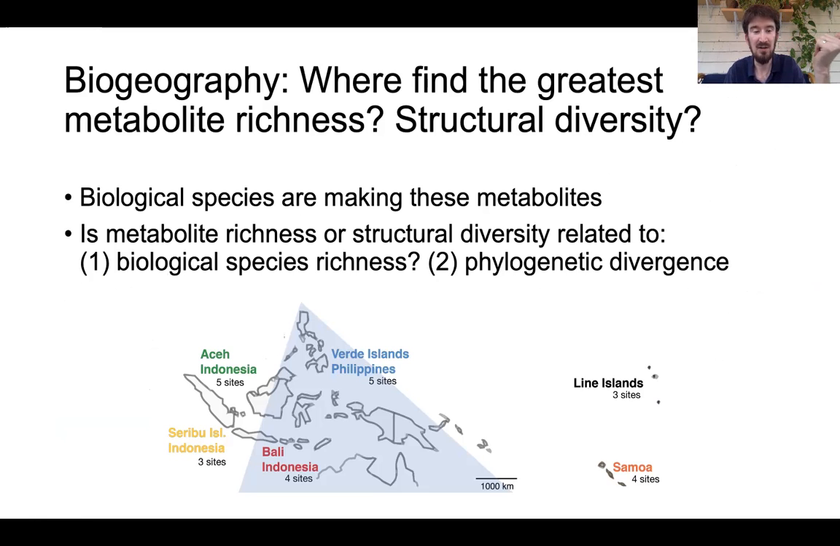The first is that biological species are making these metabolites, right? And so this would suggest to us that metabolite richness and metabolite structural diversity is likely related to biological species richness, that is the number of biological species that are there, and it might also be related to phylogenetic divergence. That is to say, the greater spread of species you have across the tree of life, the greater diversity of functions they have, the greater diversity of metabolites they make. And so we wanted to address these two questions.